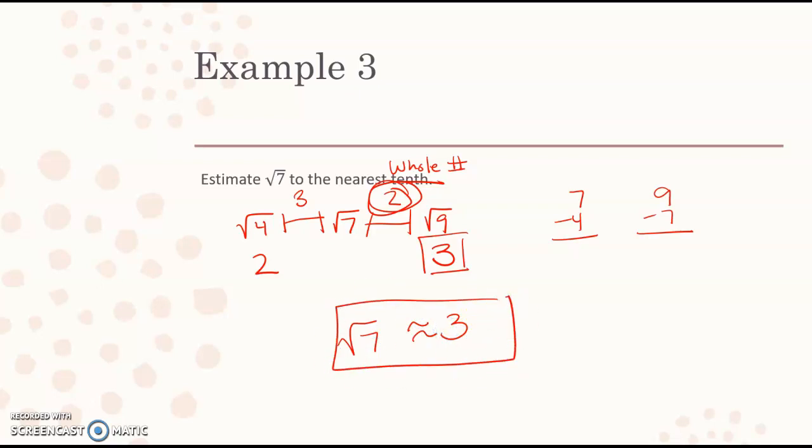That's all I'm asking you to do. That's, to my knowledge, all the state is asking you to do on the non-calculator portion. So that's all we'll practice.